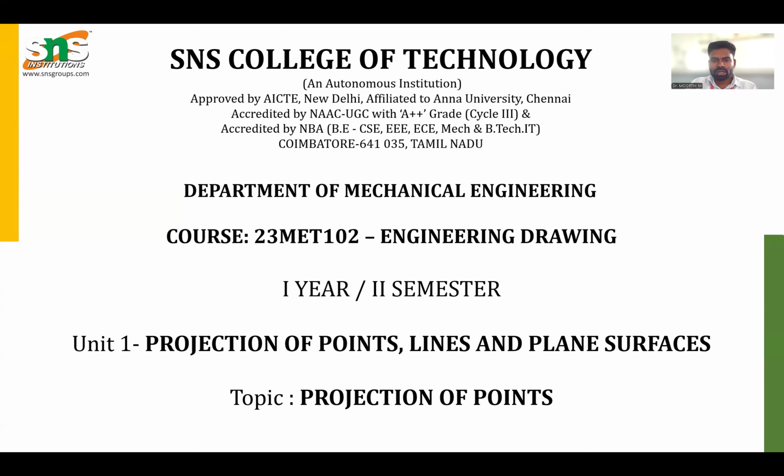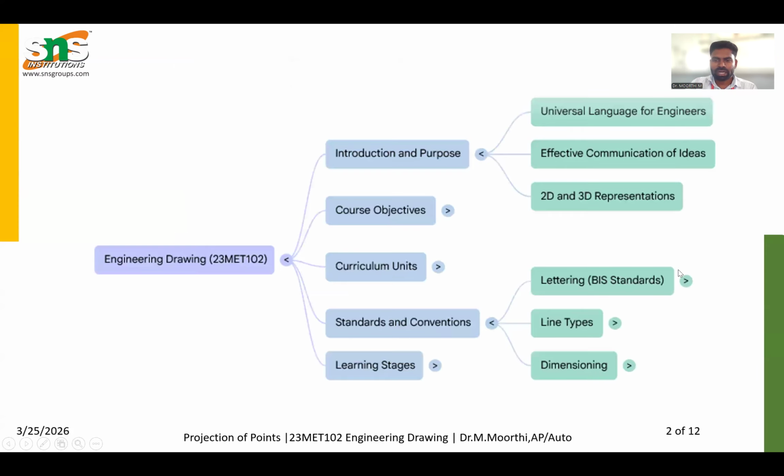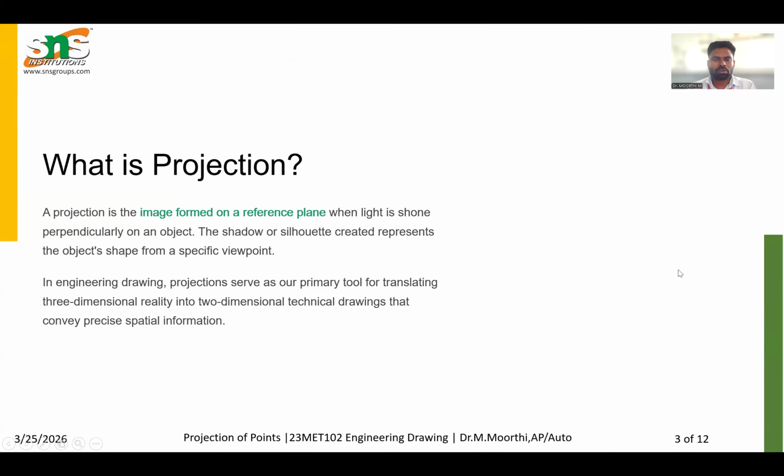In this video, we are going to discuss the projection of a point, how we project a point in the quadrant, its different views like front and top views, and how to represent the points in the different quadrants. First, we have to know what a projection is. A projection is the image formed on a reference plane when light is shone perpendicularly on the object.